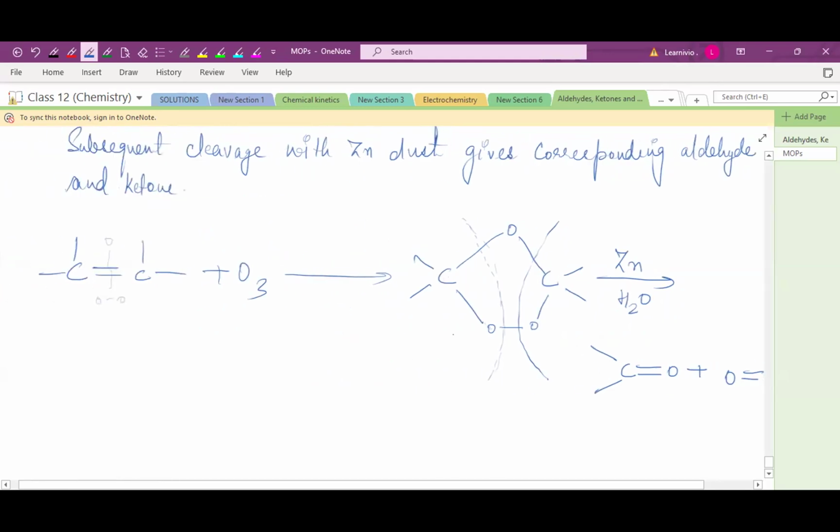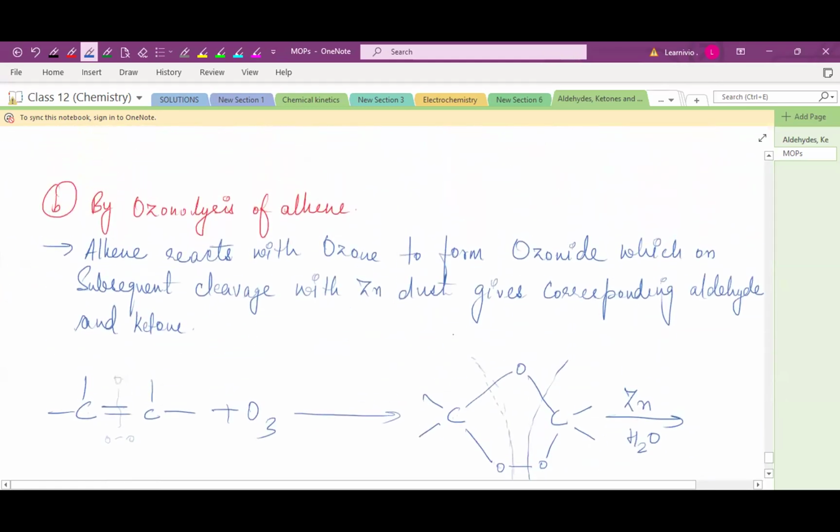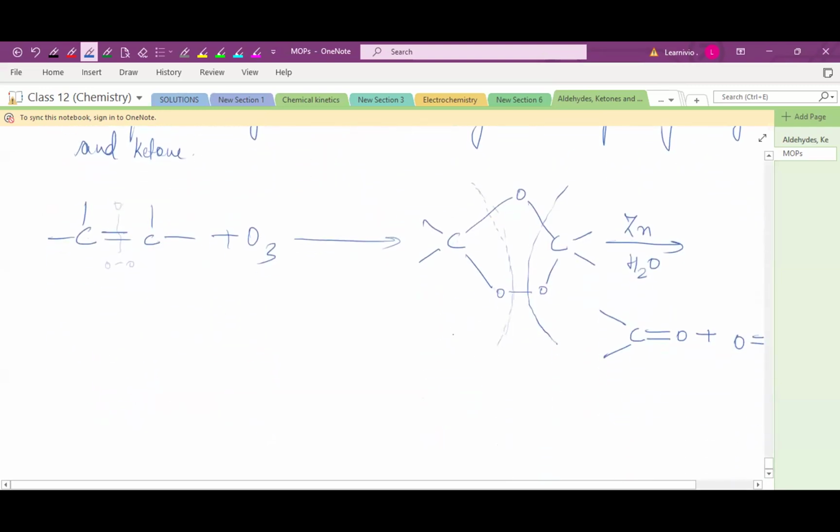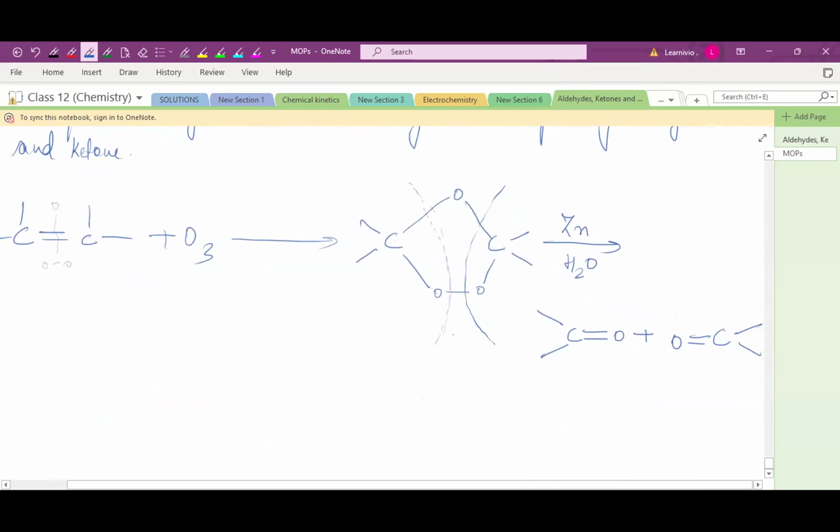So how does ozonolysis occur? First, you have to treat the alkene. On treatment with ozone, it will give you an ozonide. Further, that ozonide reacts with zinc dust in the presence of water, further hydration. The bond will cleave like this, and you will get 2 moles of ketone. Is it clear? Clear or not? If there is any doubt, you can ask.